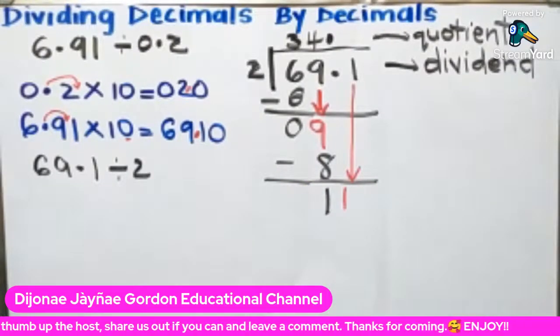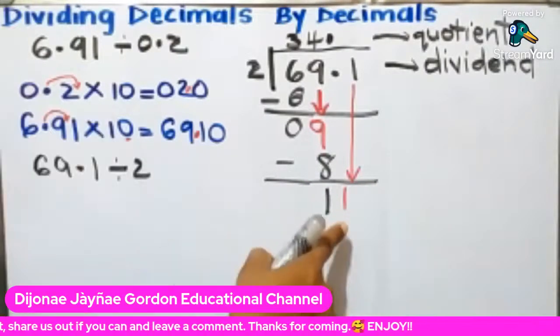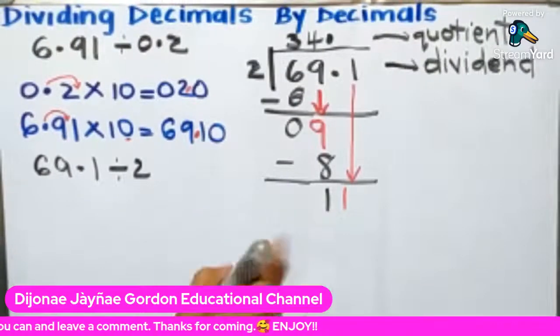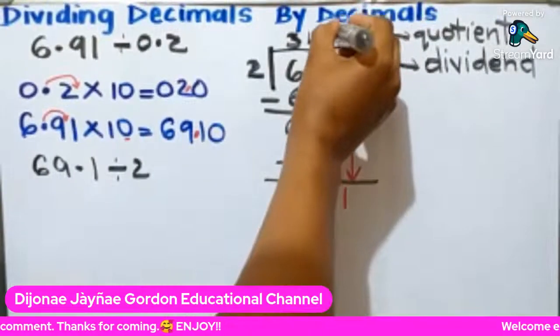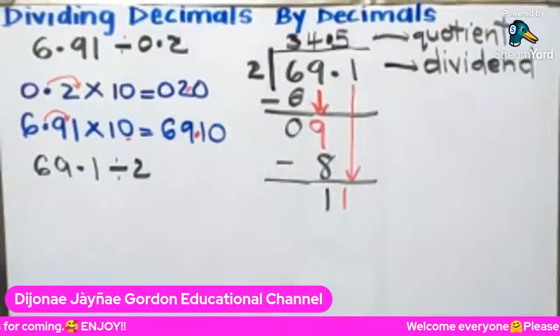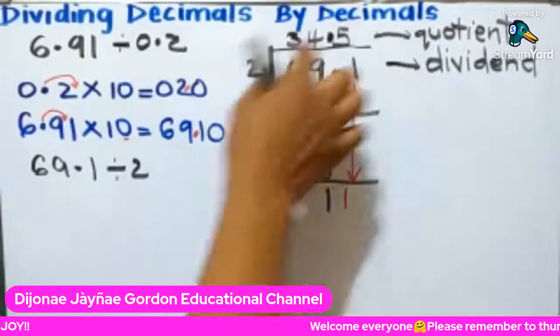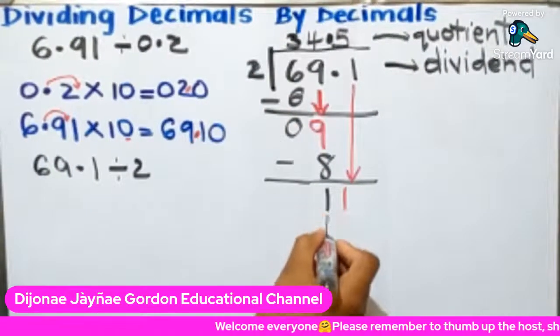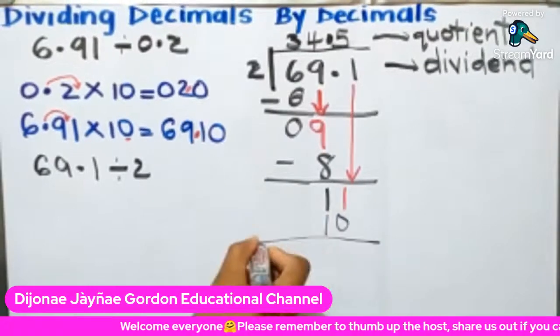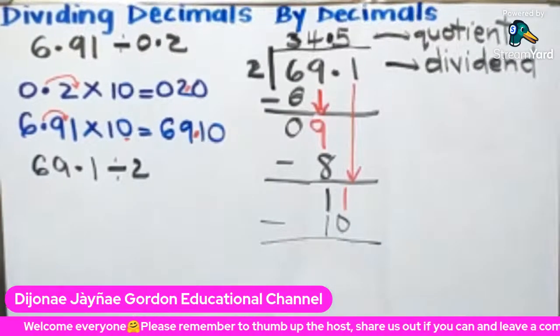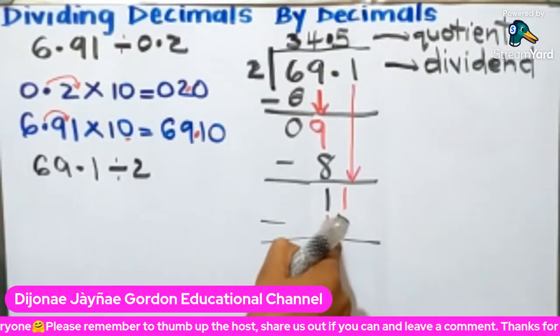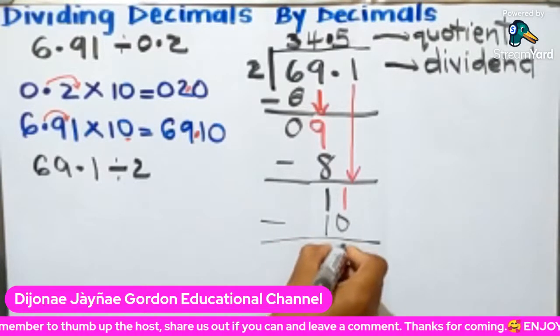Ask yourself, how many groups of 2s can you get from 11? Of course, you can get 5 groups. I'll put my 5 there. Then I'm going to take this 5 and multiply it by 2, and I'm going to get 10. Draw your line and take away. You have 11 things and you give away 10. You are left with 1.